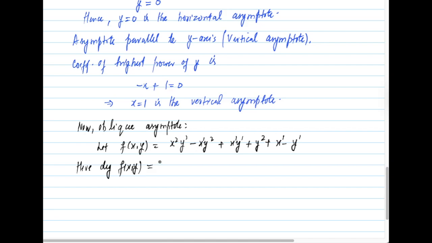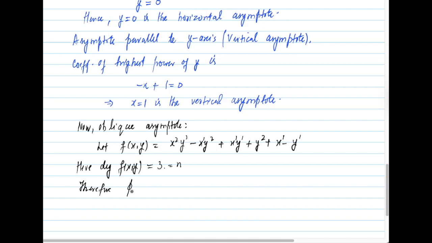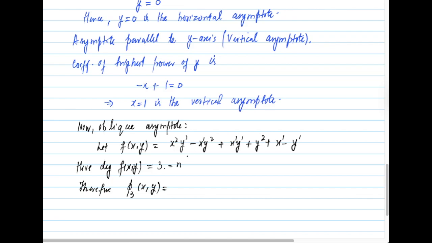So therefore the degree of this expression is equal to 3. तो इस तरह से जो हमने अभी रूल डिफाइन किया वहाँ पे हमने n लिखा था. So our n here is equal to 3. So therefore we can define phi 3 of xy. Therefore phi 3 of xy. So now this only contains those terms from f of xy whose degree is equal to 3.